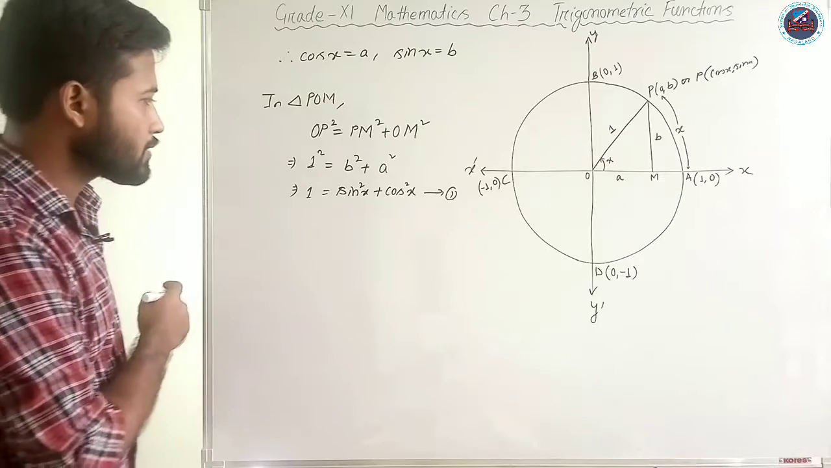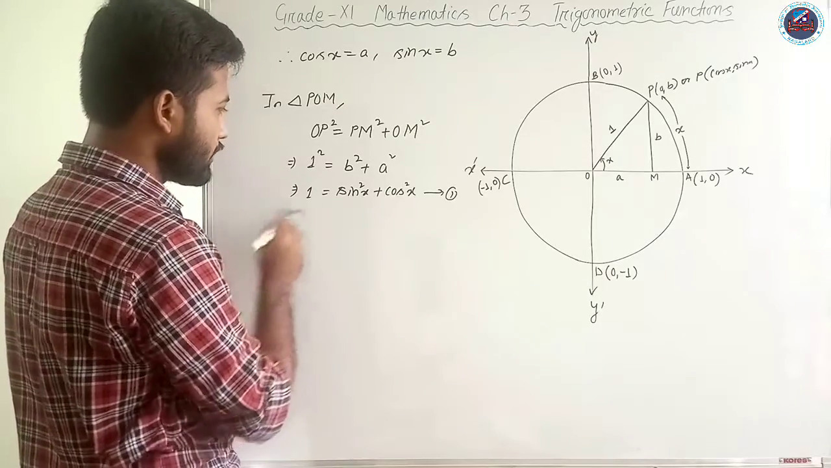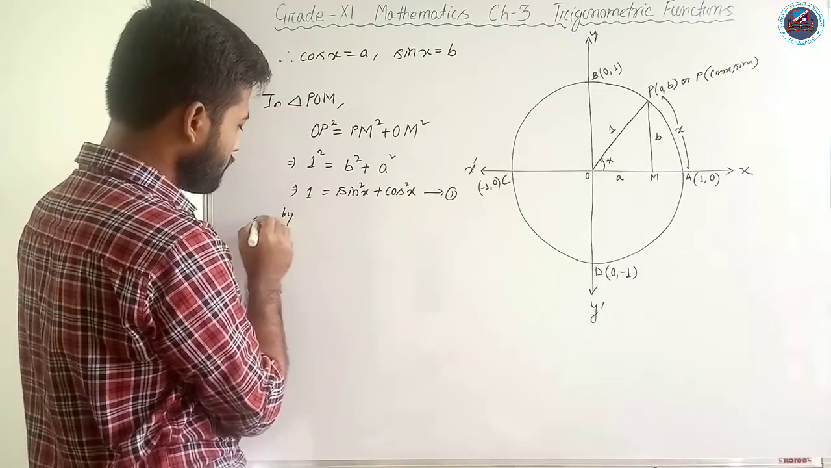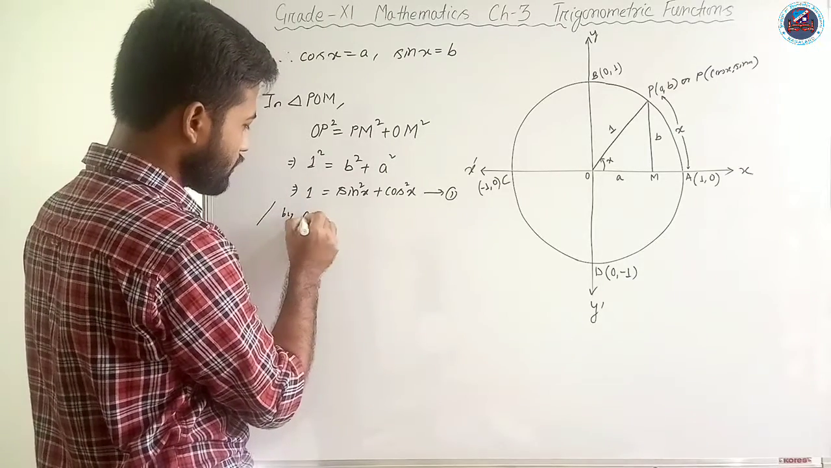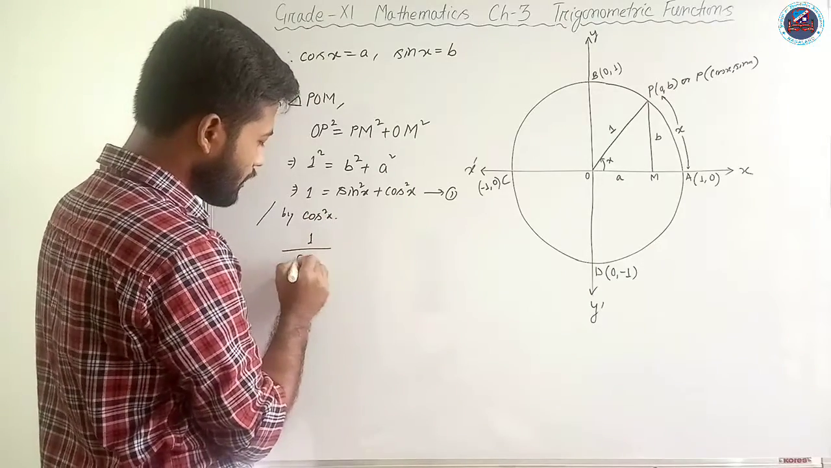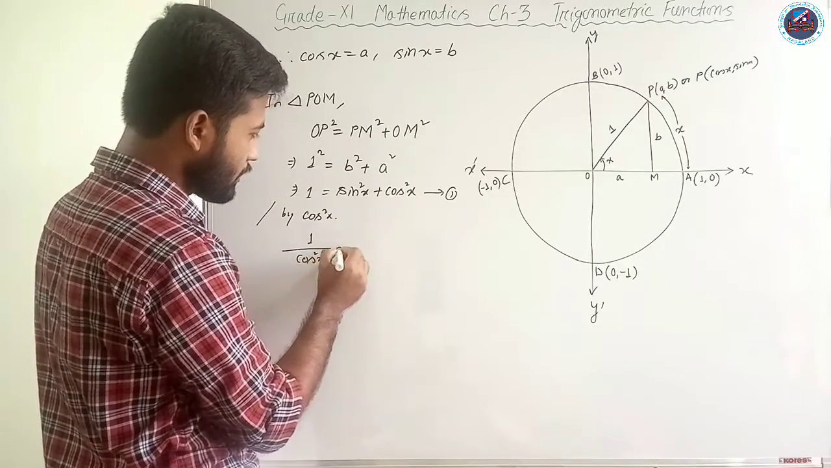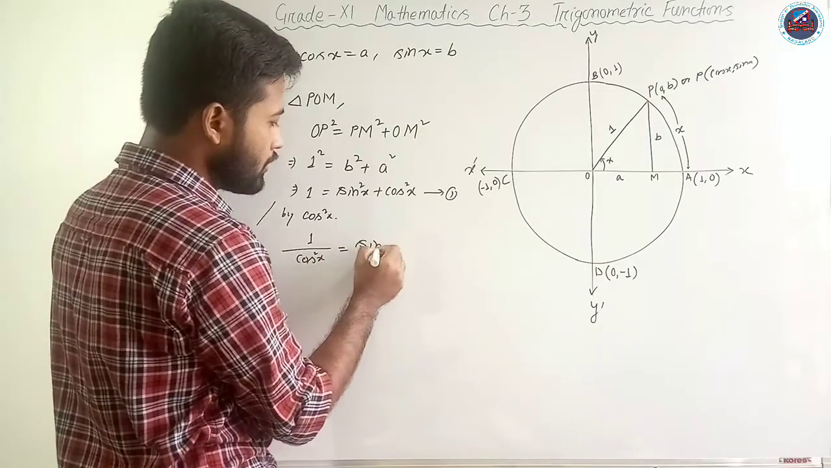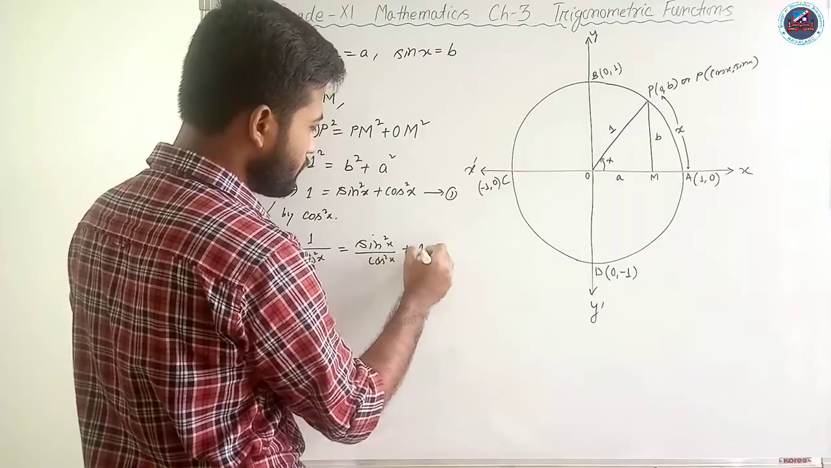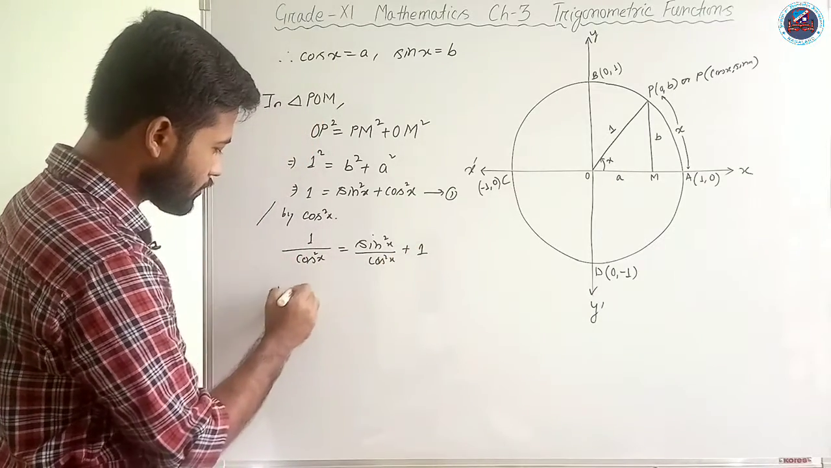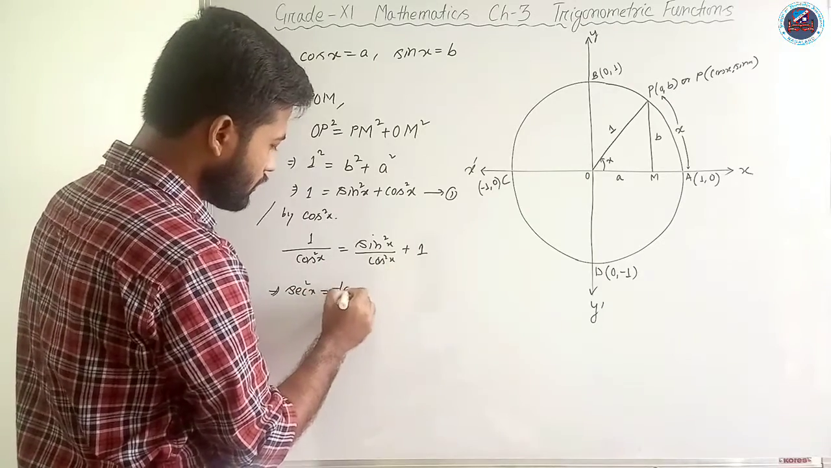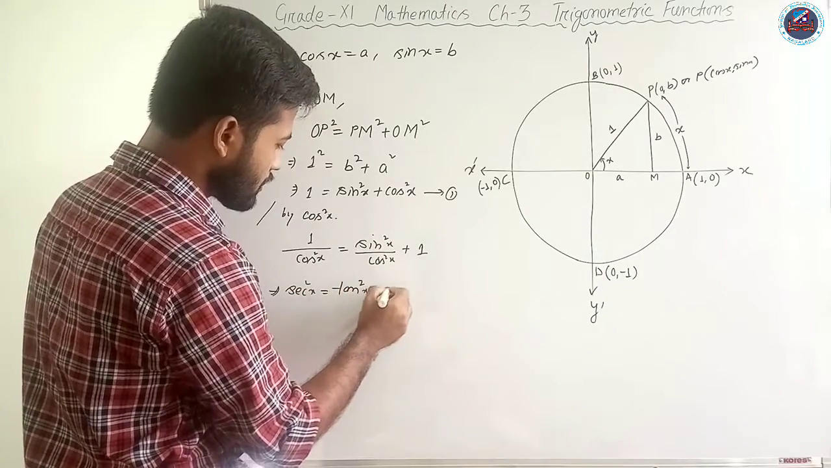From this formula we can find two other formulas. If I divide the equation by cos square x, then I shall get 1 by cos square x is equal to sin square x by cos square x plus 1. This gives us 1 by cos square x is sec square x, and that is equal to tan square x plus 1.